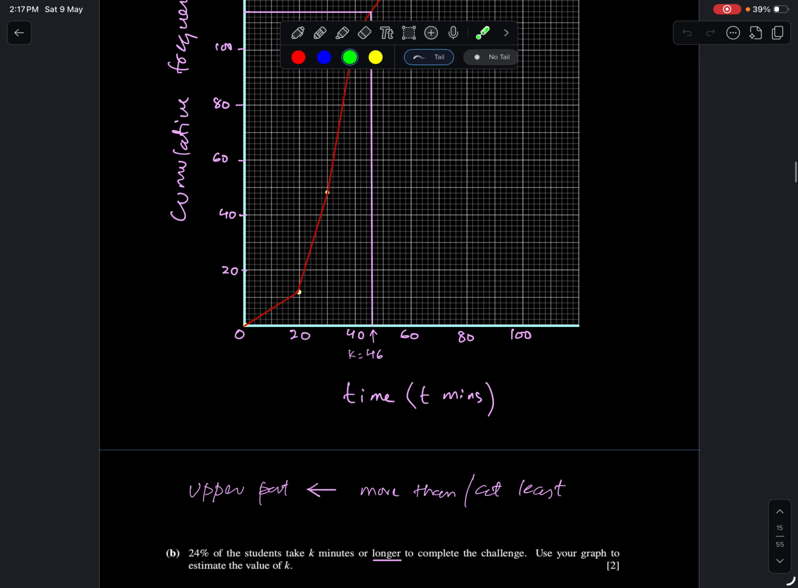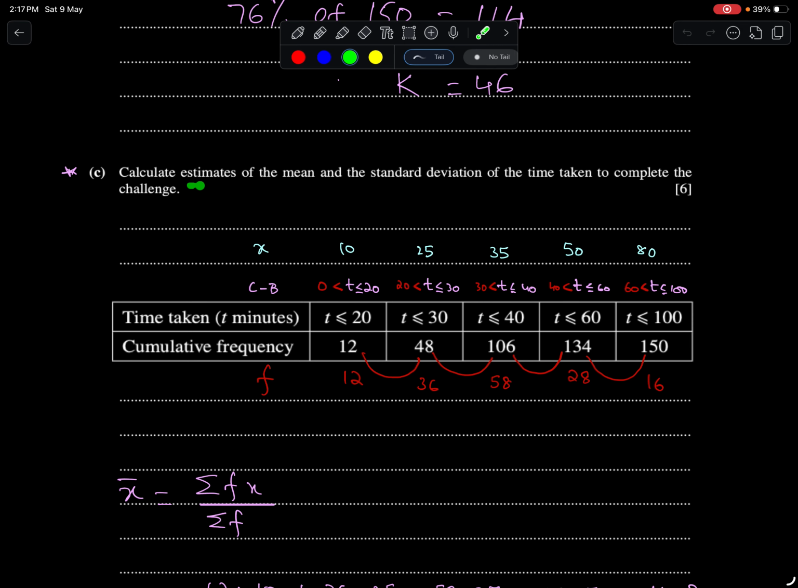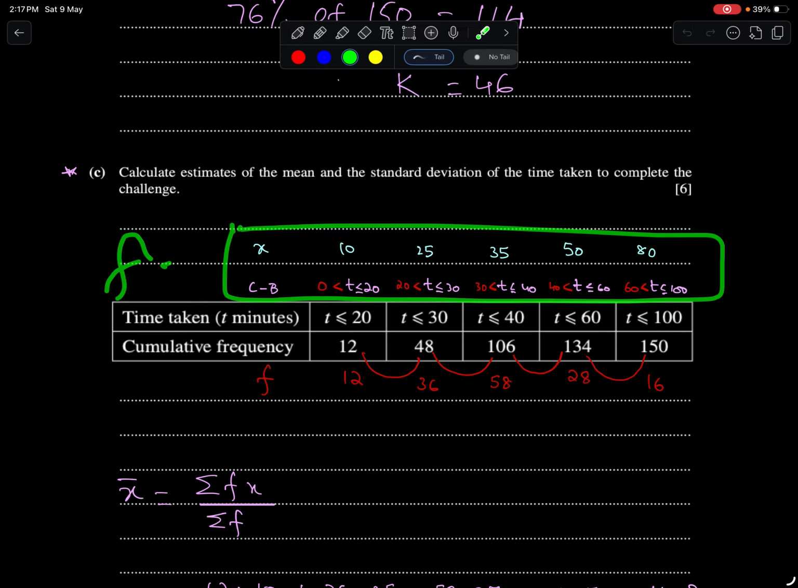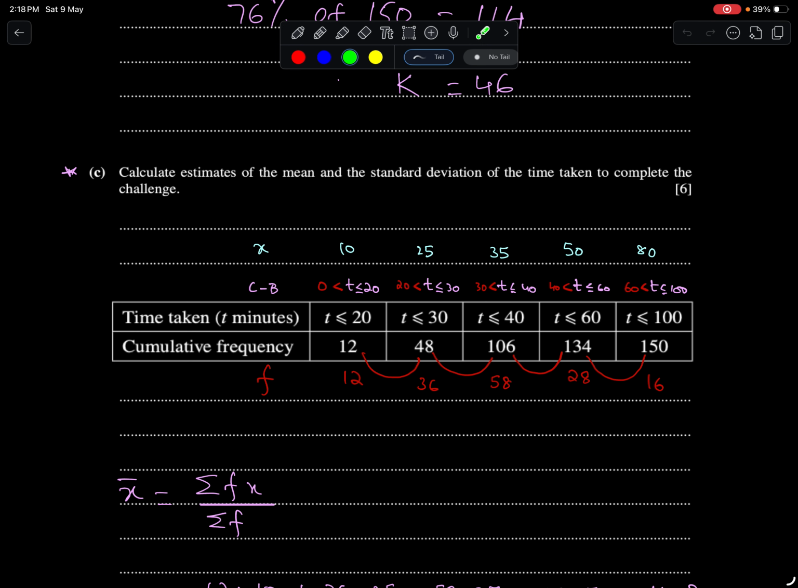Now this is one of the most important questions. Calculate estimates of the mean and standard deviation. Understand this very carefully. This is continuous. So in case of continuous data, the first value of this class must be 0. Remember, if data is continuous, the first value must be 0. This is a cumulative frequency table, and for mean we need a frequency distribution. This is the frequency distribution, not density, okay? So class boundary. In case of continuous data, take the first value 0.